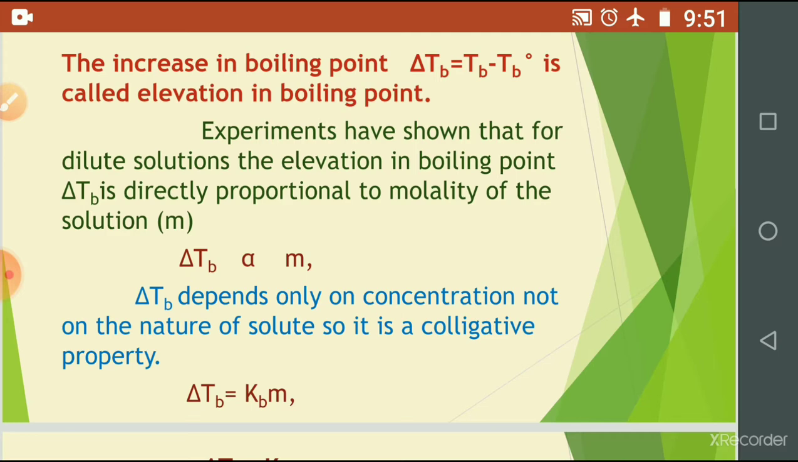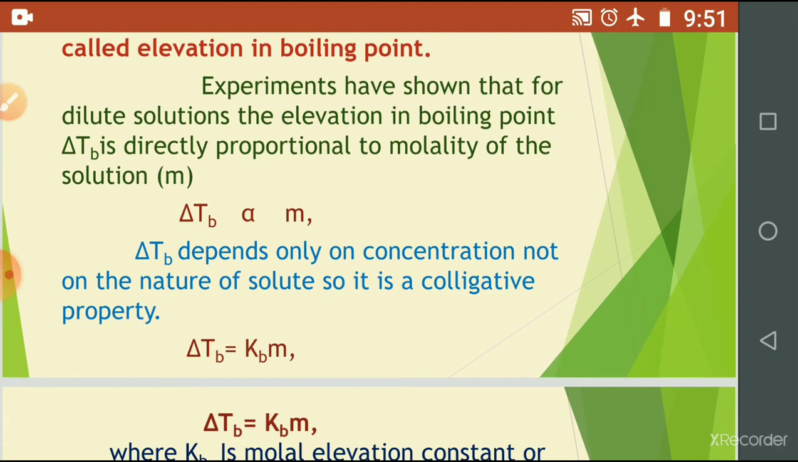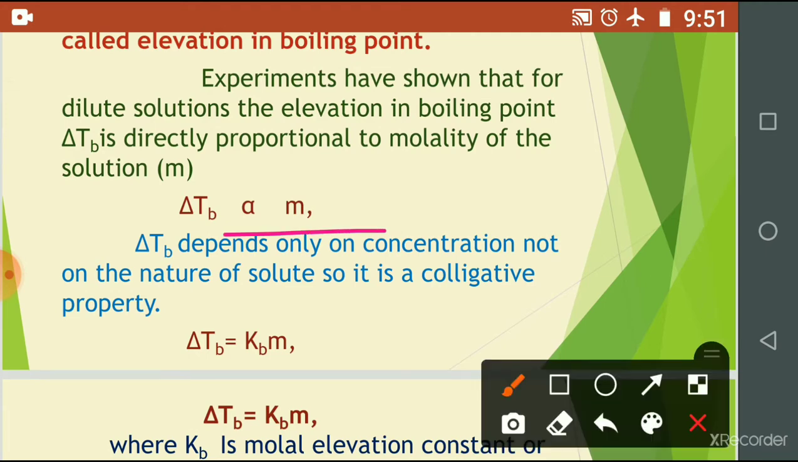Then they have seen that for a dilute solution, elevation in boiling point is directly proportional to the molality of the solution, m. So we can write ΔTb is proportional to m. Thus, this elevation in boiling point depends only on the concentration, particularly molality, not on the nature. Molality is nothing but the number of moles present in 1 kg. Number of moles is nothing but number of particles. So we say that the elevation in boiling point depends only on the number of solute particles. Therefore, it is a colligative property.